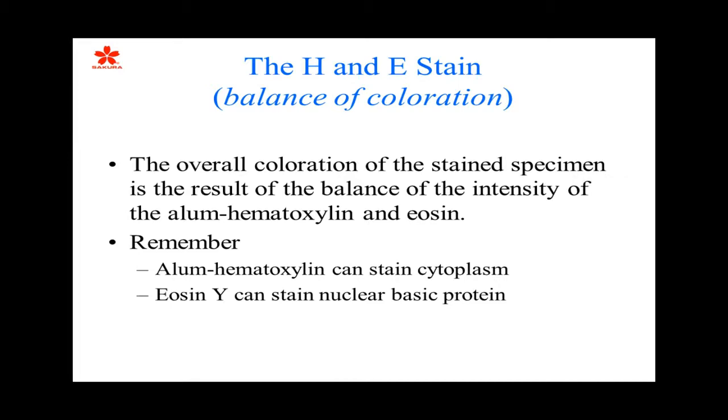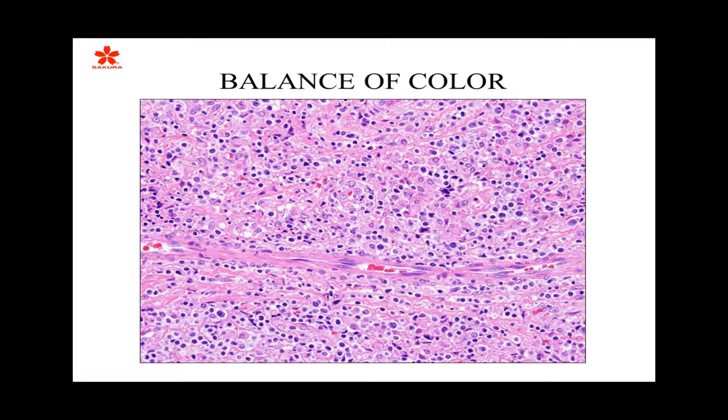So we want to set up a system that minimizes, if not eliminates, this endogenous or nonspecific staining of elements that the dye is not targeted for. What we're looking at now is a section that should be considered the optimal stain. On my laptop, it's actually the perfect stain, it seems, but on the presentation screen, it looks a little more eosinophilic than what we would normally have.